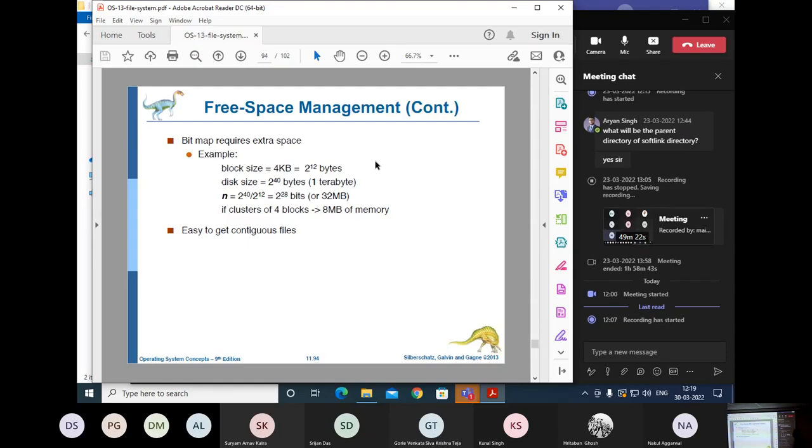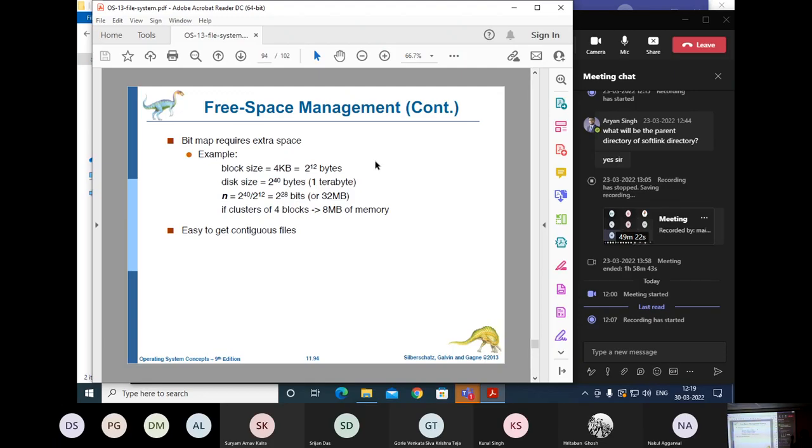But the point I want to make is that if the operating system considers a cluster of 4 blocks, that means essentially it is considering one cluster as free or not free. Okay? So it is not telling that each block, each 4 KB, is free or not free. It is basically telling that 16 KB is free or not free. Then you will divide the overhead by 4. It becomes still 8 MB.